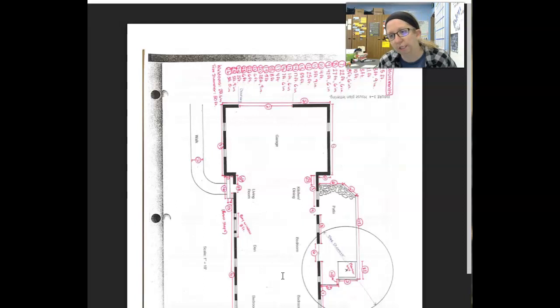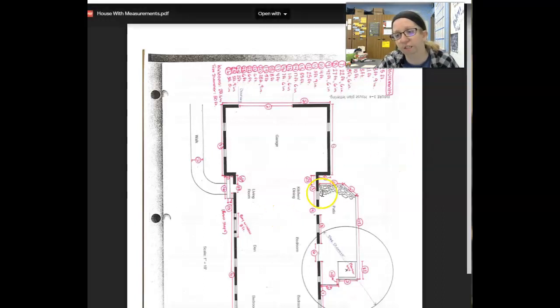So I'm going to start with side one. Side one is 25 feet. So I'm going to pull my scale ruler out. I'm going to draw my side one, 25 feet. Boom, done.